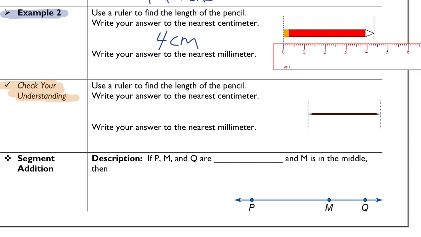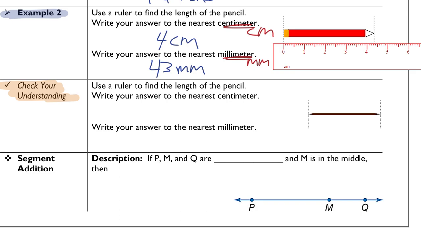Now, how many millimeters is it closer to? So let's figure out how many millimeters it will be. Again, this will be like 10, 20, 30, 40 millimeters, and then we have to count 1, 2, 3. It's about 3 millimeters there. So it'll be 40 plus 3, or 43 millimeters. Again, millimeter is mm, and centimeter is cm, for your sake.